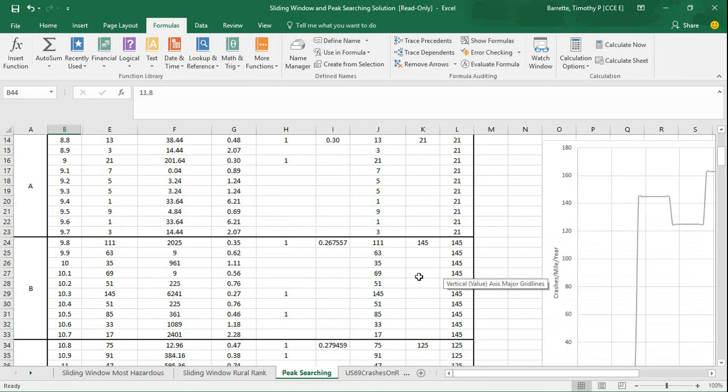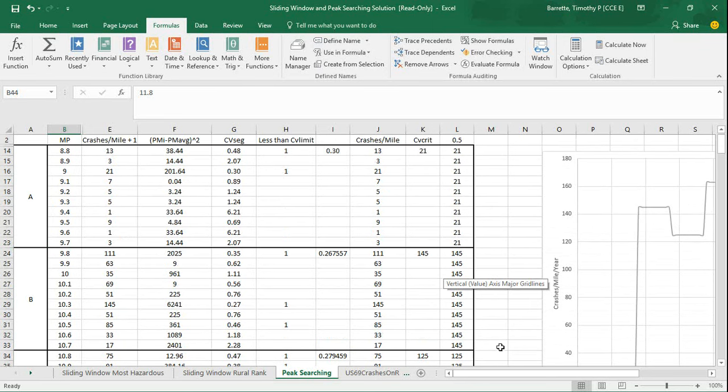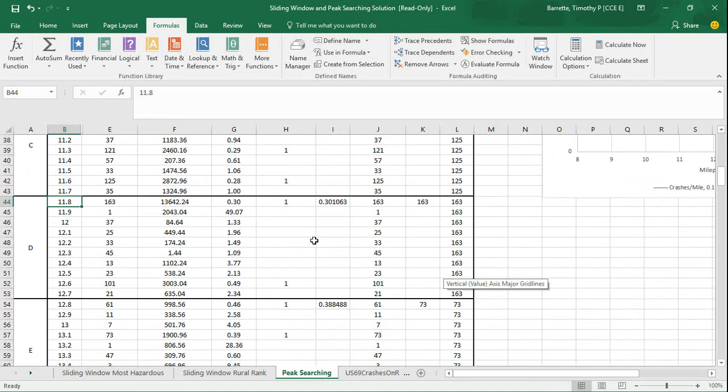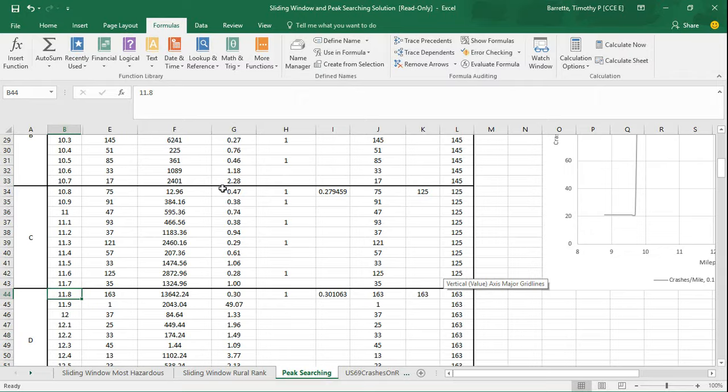So then by these metrics, we would identify that road segment D with mile points greater than 11.7 and less than or equal to 12.7 is our most hazardous roadway segment.